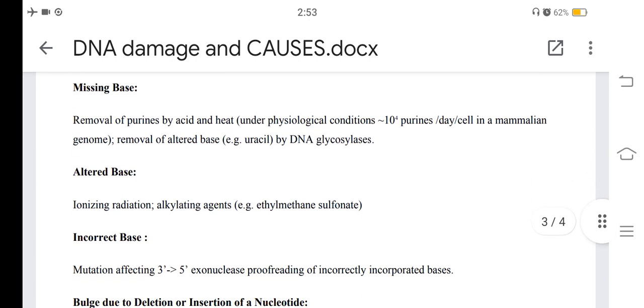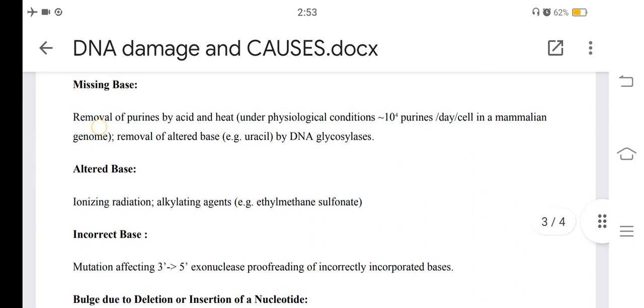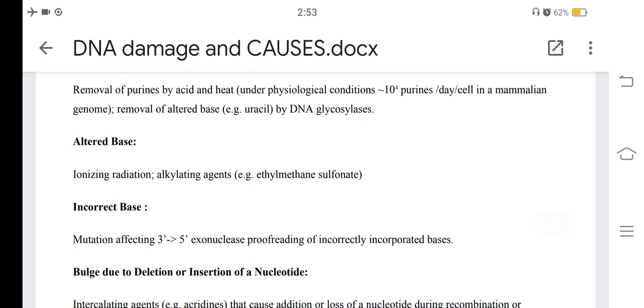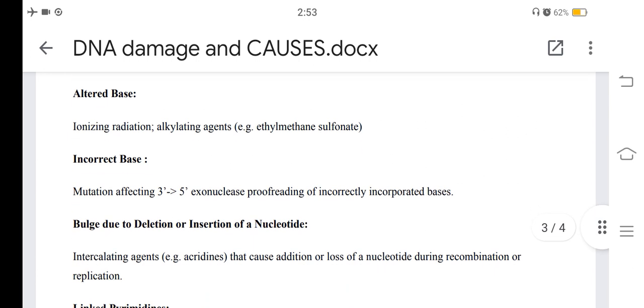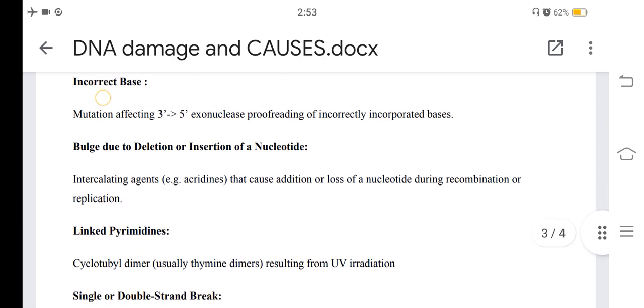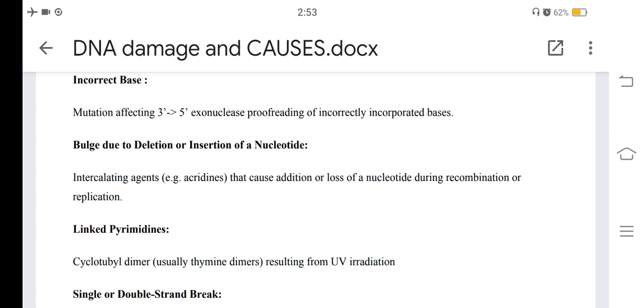Then, DNA lesions and their causes. Missing base: removal of purines by acid and heat under physiological conditions, 10^4 purines per day per cell in a mammalian genome. Removal of altered base uracil by DNA glycosylases. Then altered base: ionizing radiation, alkylating agents like ethyl methane sulfonate. Then incorrect base: mutation affecting 3' to 5' exonuclease proofreading of incorrectly incorporated bases.